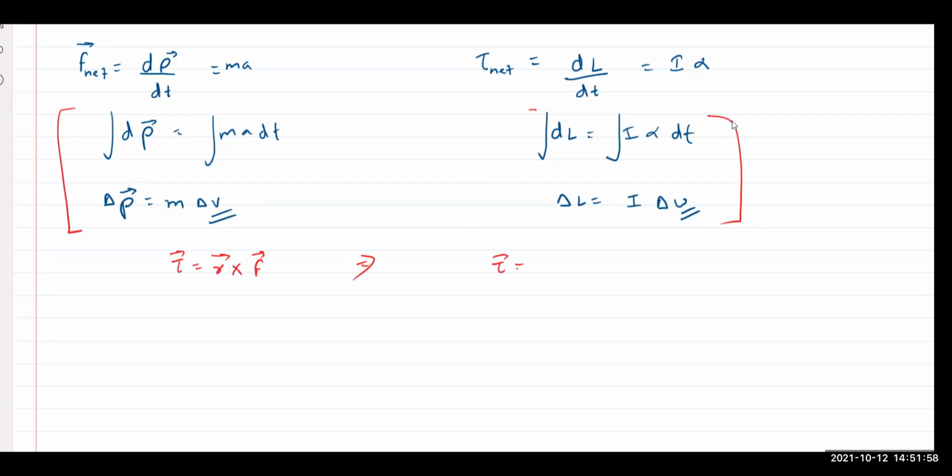Now torque is equal to, what is R? Sir, R is R only. But what is F? Sir, F is dP by dt. Yes or no? And what is torque? Sir, torque is equal to dL by dt. Yes or no? Any issues to this point? Raise your hand. Any issue till this point?